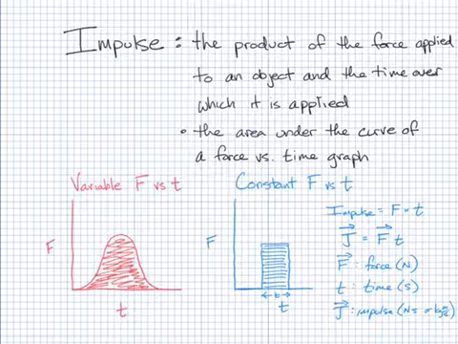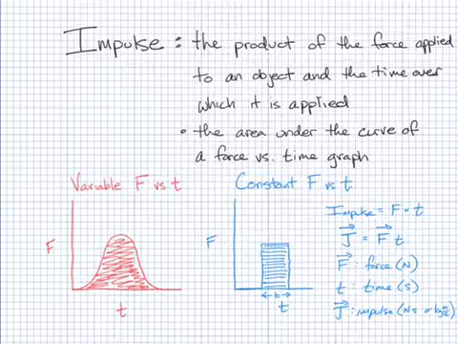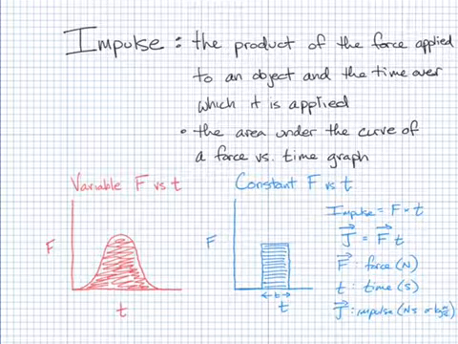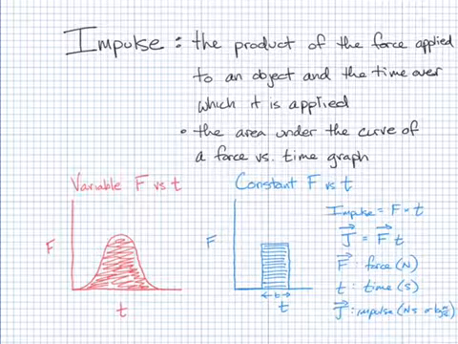F stands for force, and as you all know, that's measured in newtons. t stands for time, and as you all know, that is measured in seconds. J is the symbol we use for impulse for some reason. I have no idea why. And it can be measured in newton seconds, which really makes more sense because you're doing newtons times seconds for force times time. Or it can also be measured in kilogram meters per second.